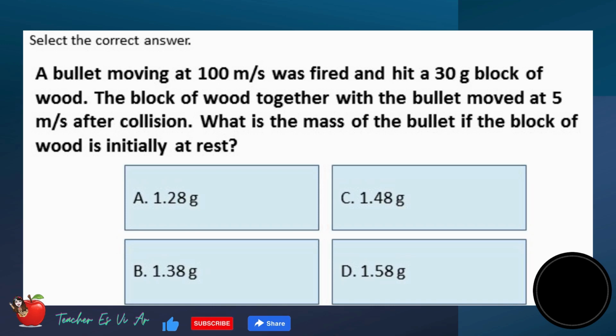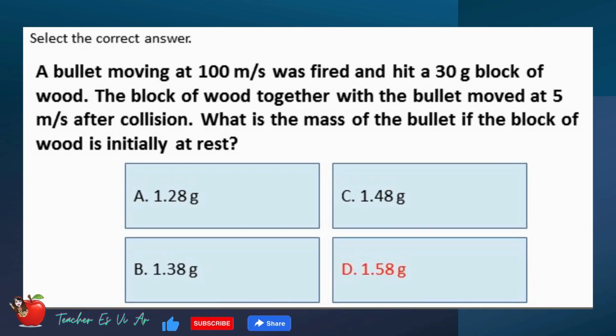A. 1.28 grams, B. 1.38 grams, C. 1.48 grams, D. 1.58 grams. The correct answer is D. 1.58 grams.